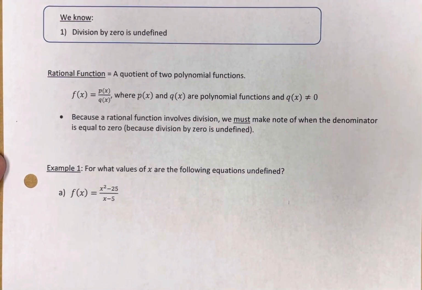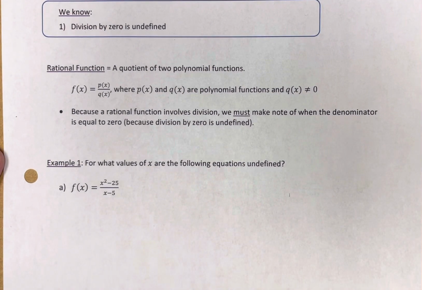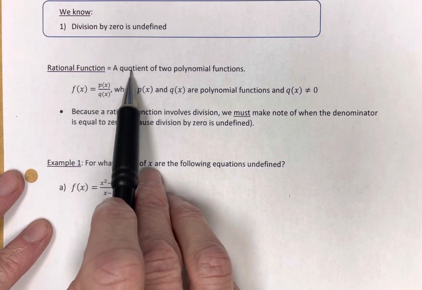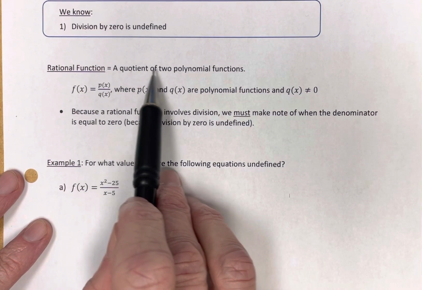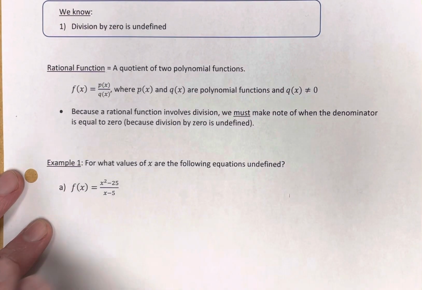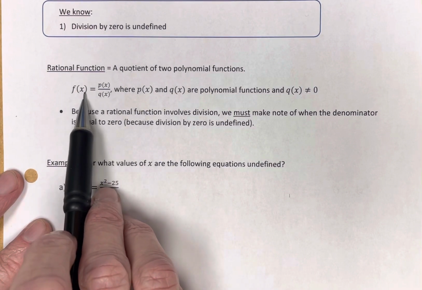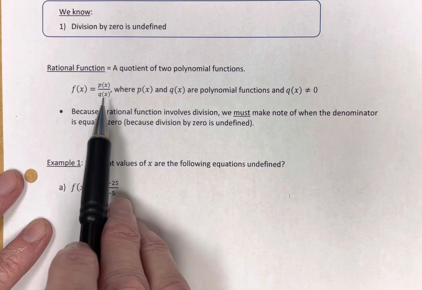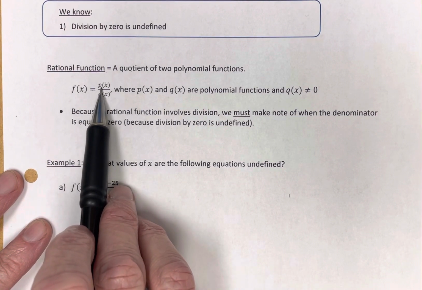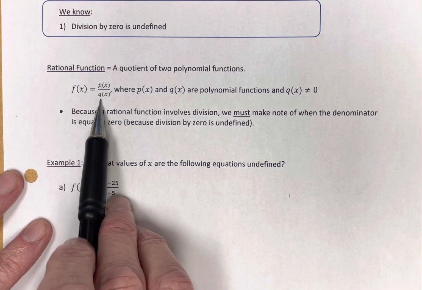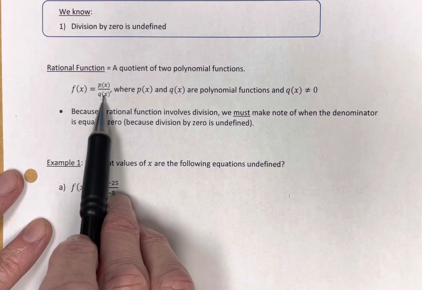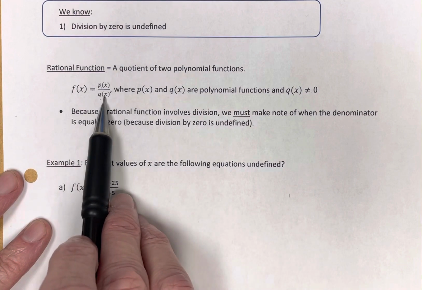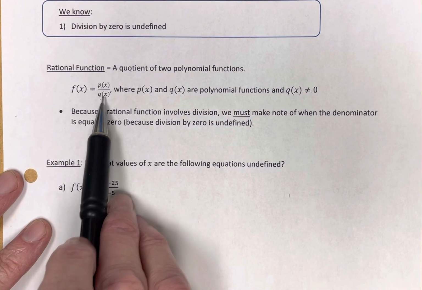So, what is a rational function mathematically? A rational function is a quotient, so there's your division, of two polynomial functions. So your function is f of x, and it's a quotient of two polynomial functions. We'll call the numerator polynomial p of x, the denominator polynomial q of x, and of course, as we stated earlier, q of x, the denominator, cannot be equal to zero.